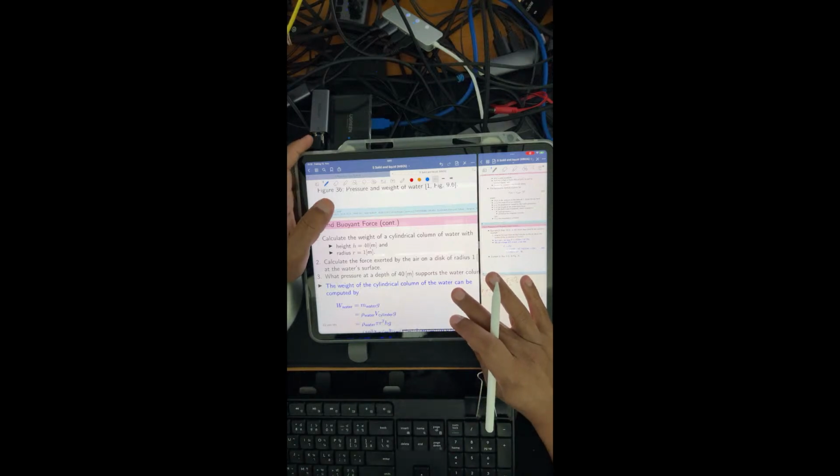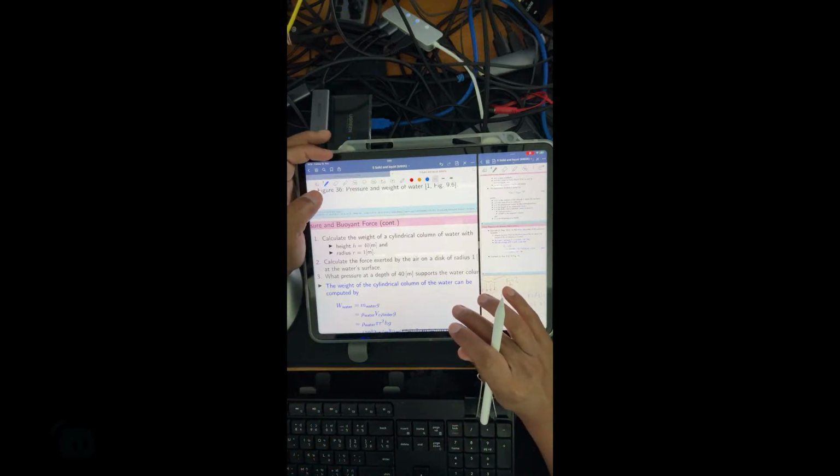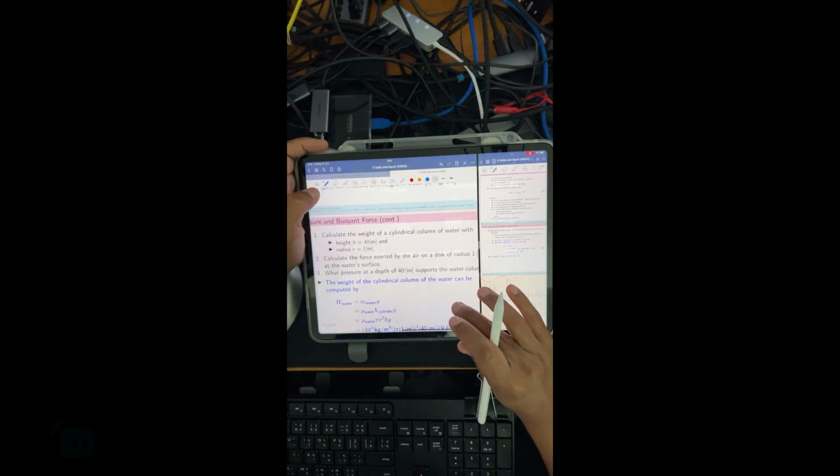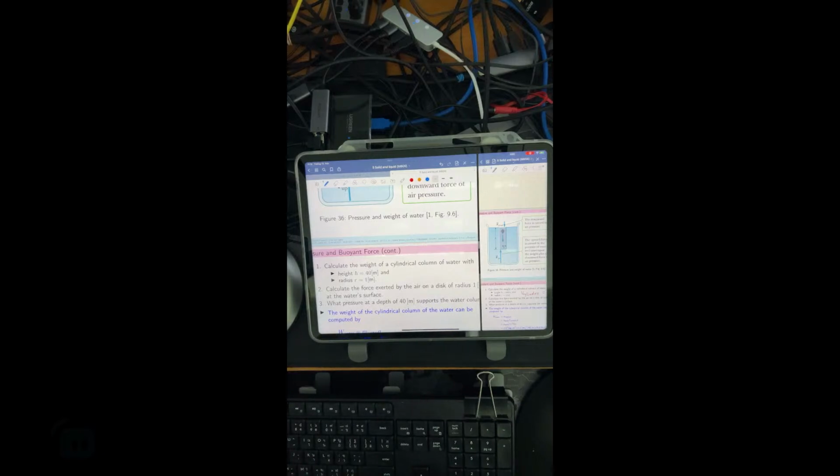There are 3 questions in this example, but these 3 questions are related to each other. Calculate the weight of the cylinder column. We call this one a cylinder column or cylinder can. If you have a Coca-Cola can, it's the same thing. Inside the Coca-Cola can there is water filled in.